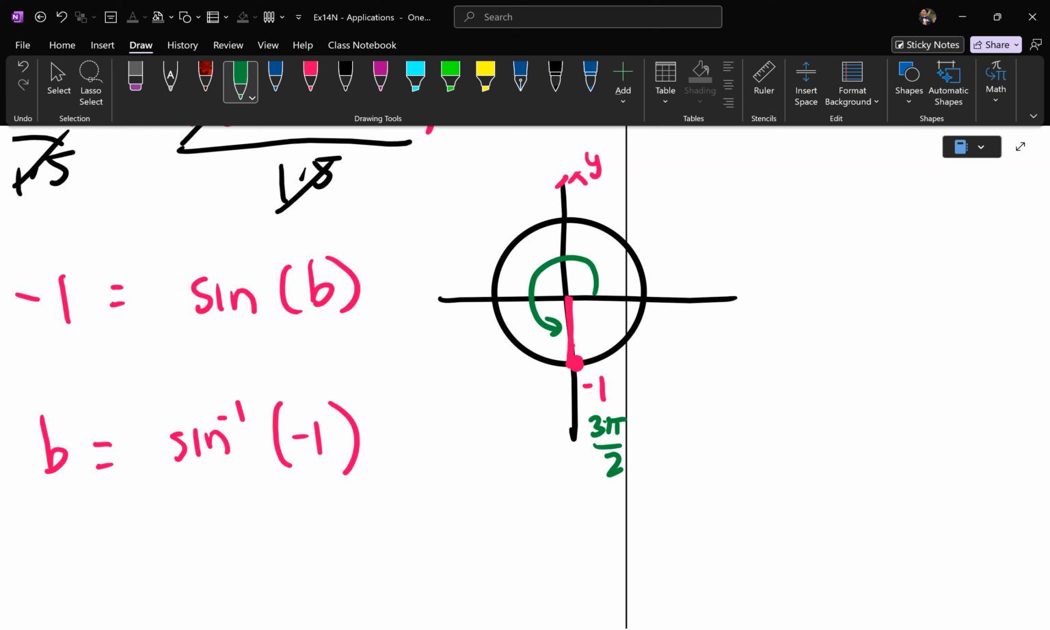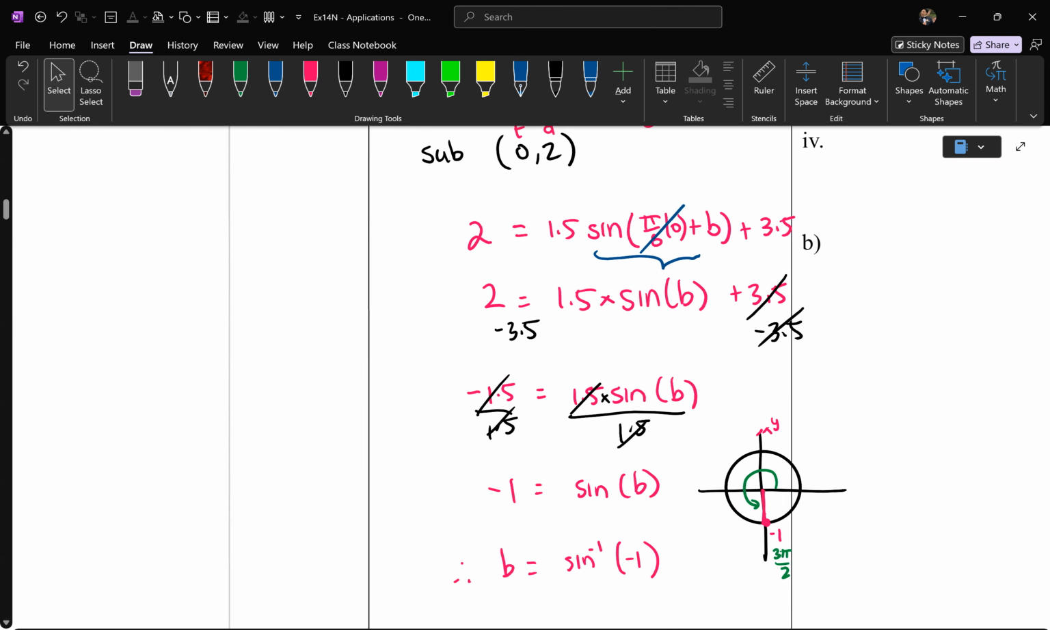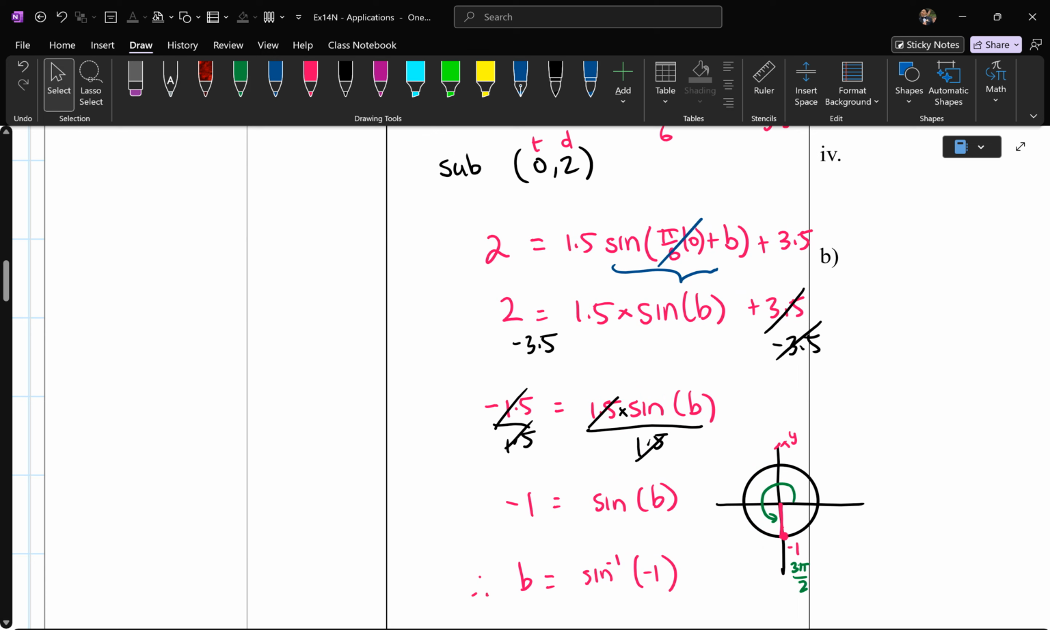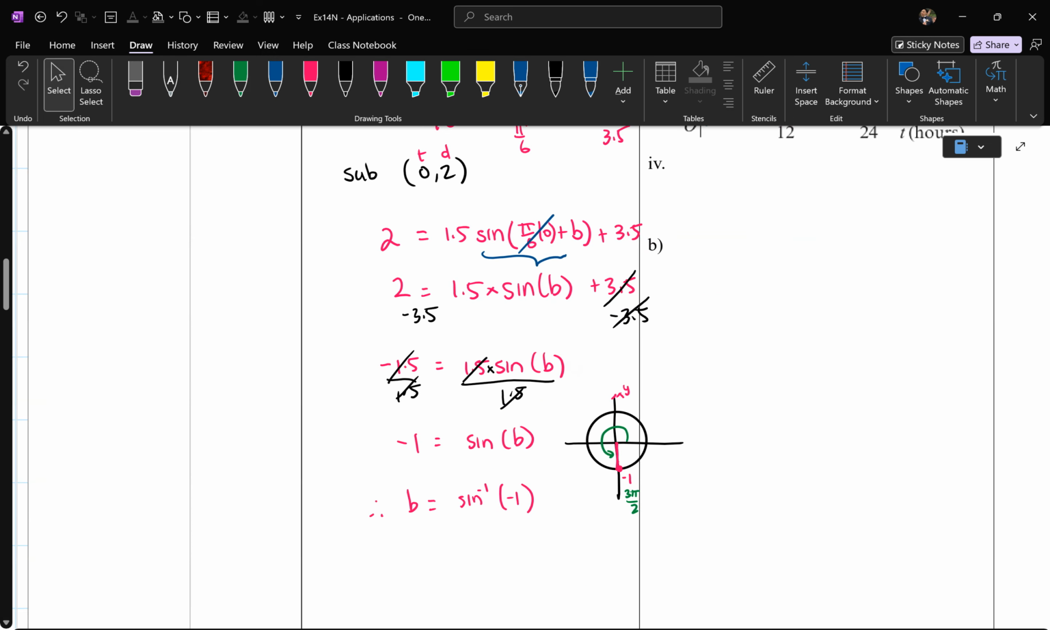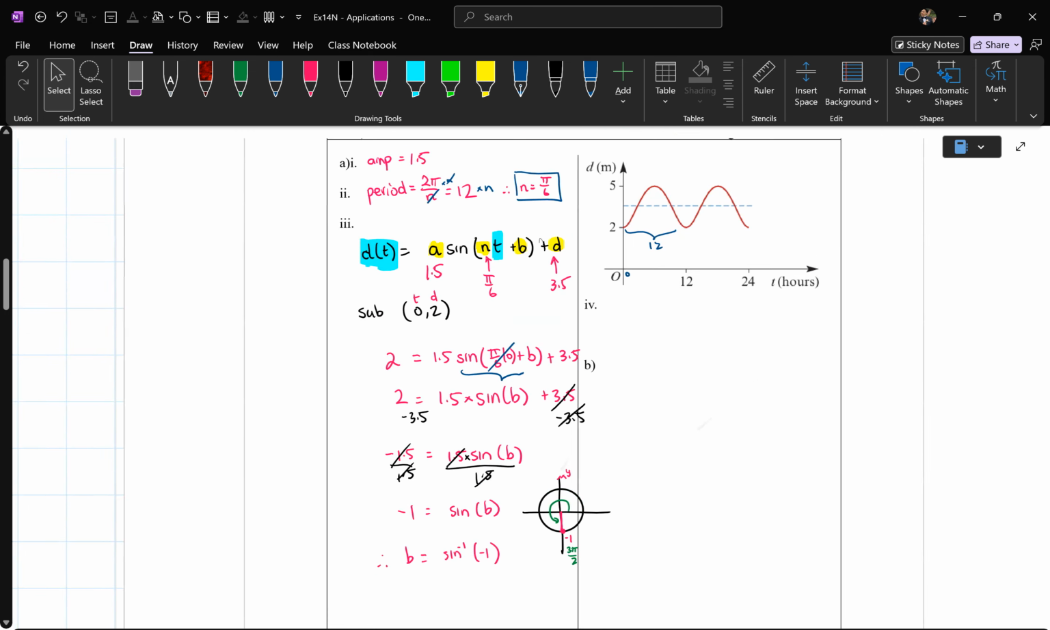There's infinitely many possible answers as long as you land in this spot. Okay? So if you want to land back in that spot, it could be 3 pi on 2, it could be 5 pi on 2. Oh wait, no, 7 pi on 2. It could be 11 pi on 2. But remember B, you want the graph to move to the left. Oh, sorry, to the right.